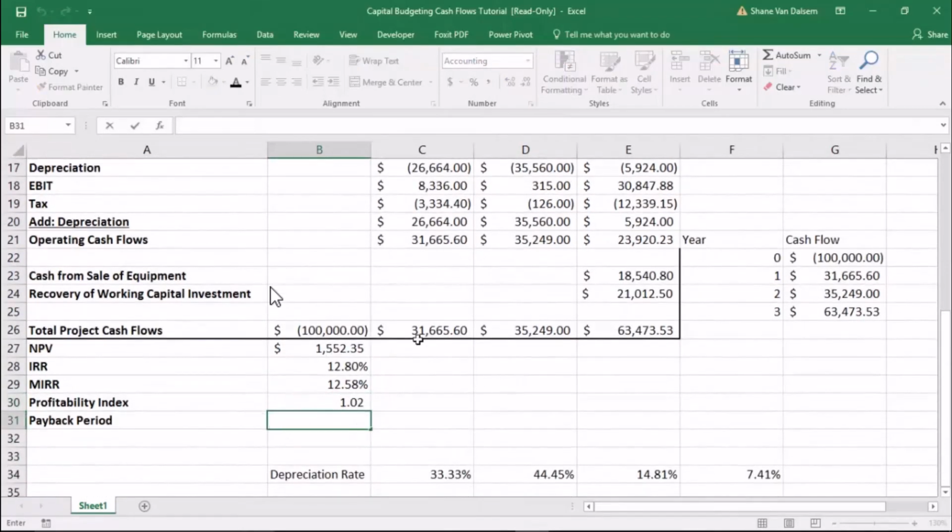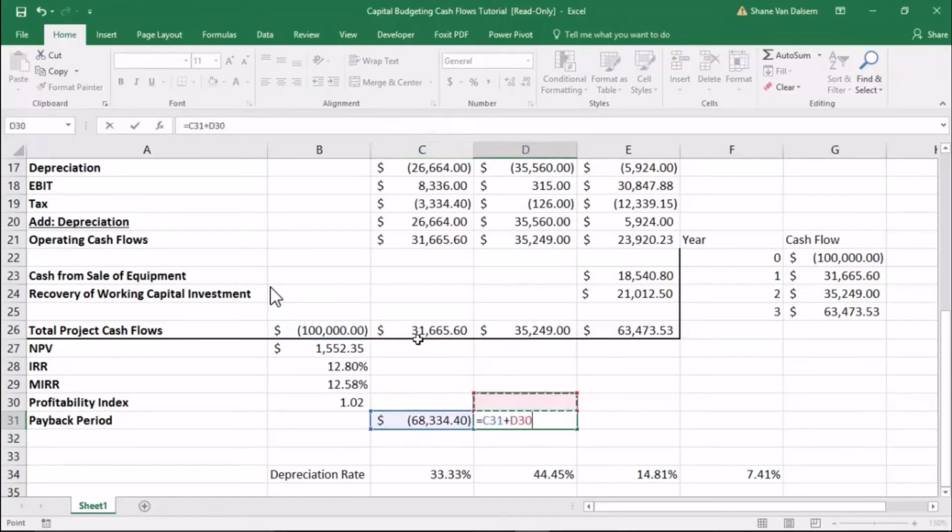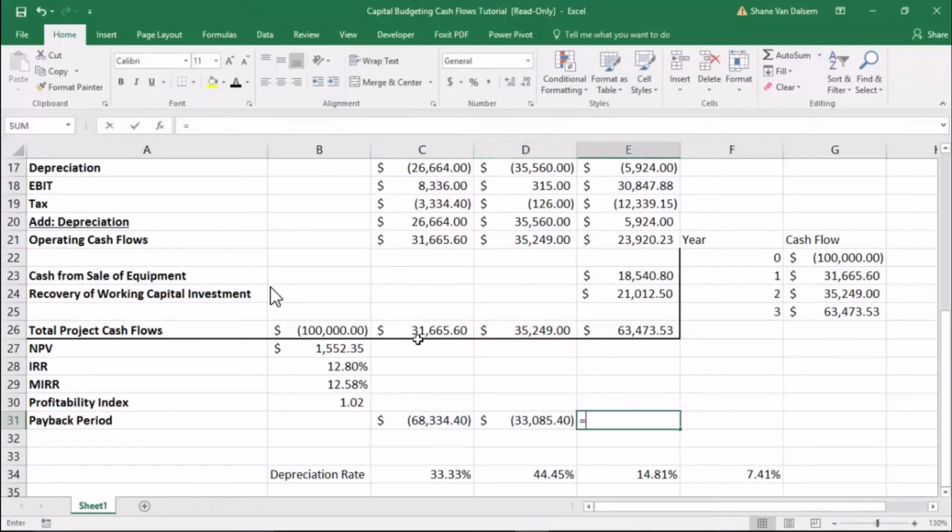So the payback period, we just add back the cash flows. And so that's what I'm going to do here, equals my negative 100,000, and I'll put a plus 31,665. Well, we still have 68,334 to pay back. So I'm going to take that plus my year 2 cash flow. And now we only have 33,085 to pay back. So I'm going to divide that by my year 3 cash flow. And I get 0.5212. So my payback period is 2.52 years.